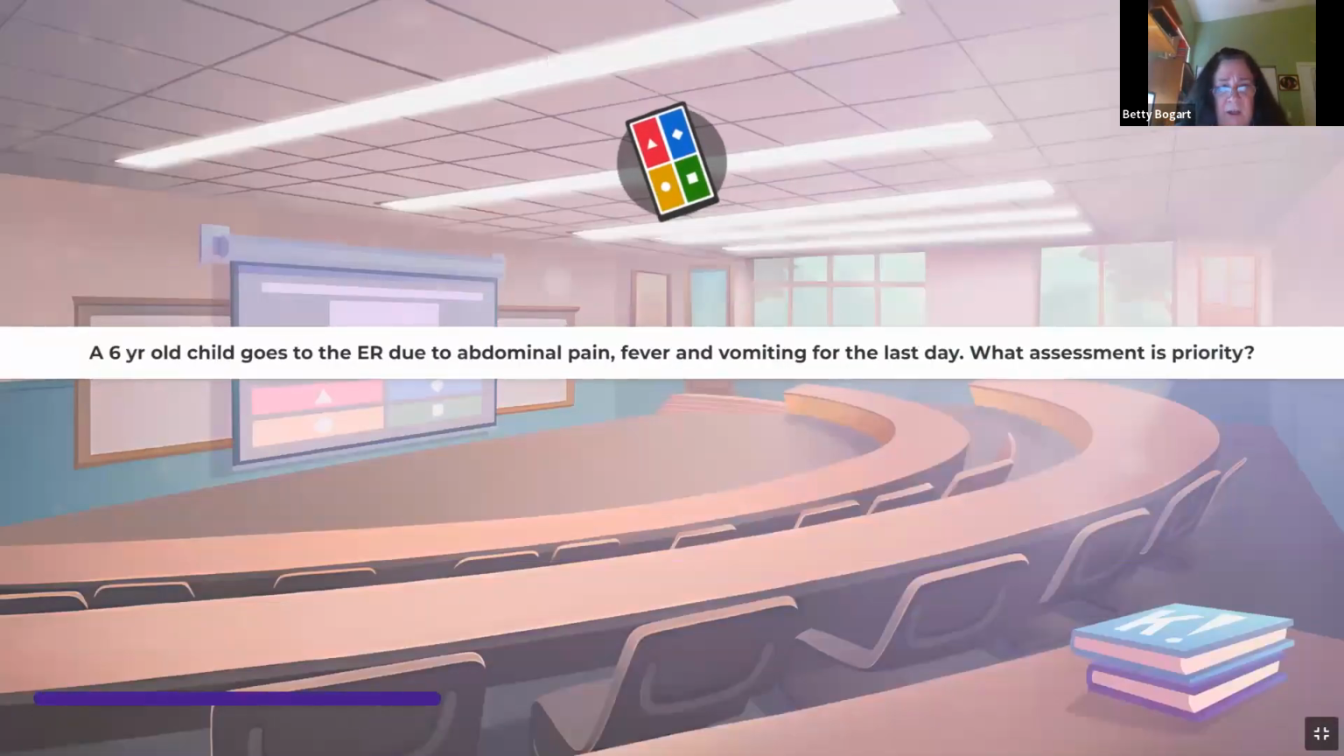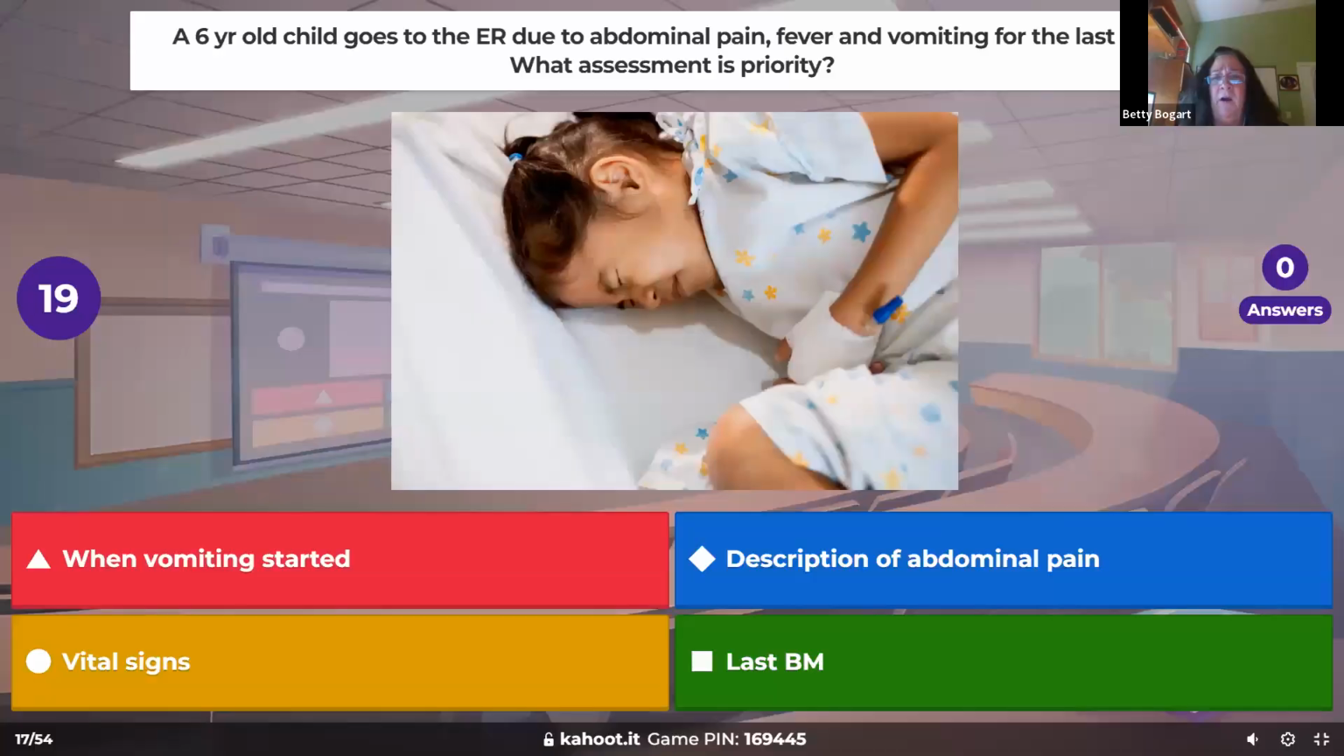A 6-year-old child goes to the ER due to abdominal pain, fever, vomiting for the last day. What assessment is priority? What do you need to know? And you have to know how to treat this kid. You know, if the kid goes to the ER, they go through triage, and the triage nurse needs to know, where do I place this child? Are they urgent or less urgent, right?